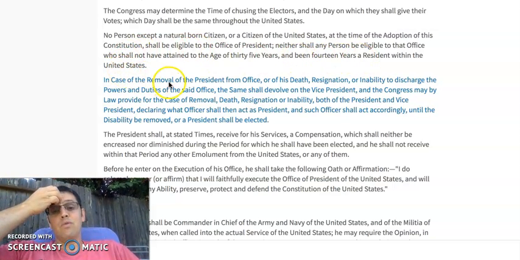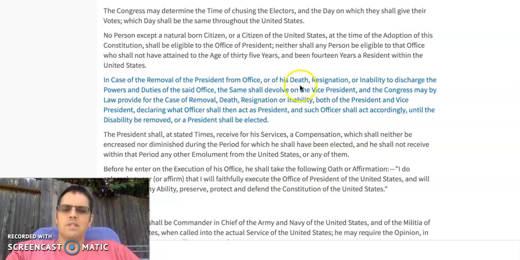In case of the removal of the President from office, or of his death, resignation, or inability to discharge the powers and duties of the said office, the same shall devolve on the Vice President. It's a devolution. Devolve. And the Congress may, by law, provide for the case of removal, death, resignation, or inability both of the President and Vice President, declaring what officer shall then act as President, and such officer shall act accordingly until the disability be removed or a President shall be elected.